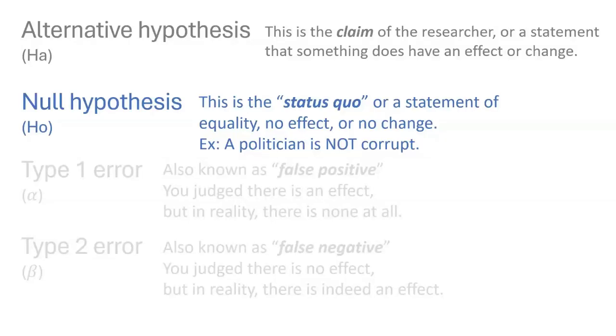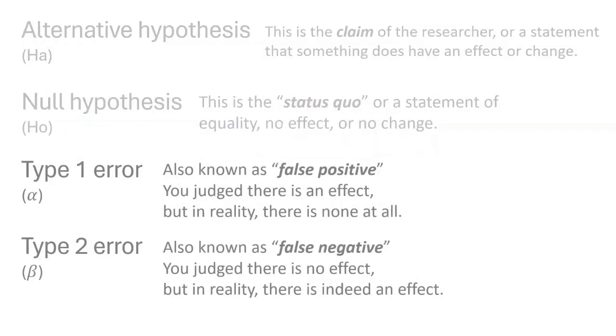In the example of the politician, before we can say that the politician is corrupt, we must be able to reject the null hypothesis that he is not corrupt at all. It's up to the accuser to provide very strong evidences in order to reject this null hypothesis. If the accuser can't do that, then we cannot say that the politician is corrupt. This is the purpose of the null hypothesis. Its symbol is HO.